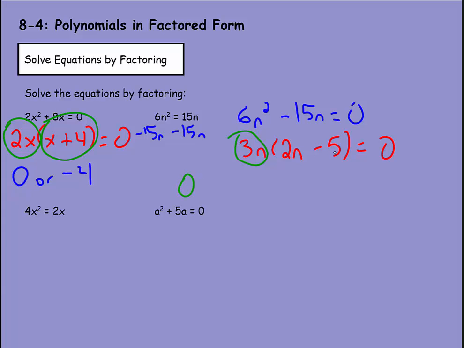This one's going to be a little bit tougher. We have 2n minus 5 equaling 0. How can we make that happen? Well, we can write this out as an equation. 2n minus 5 equals 0.